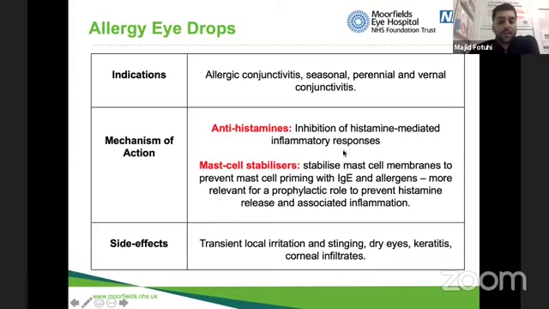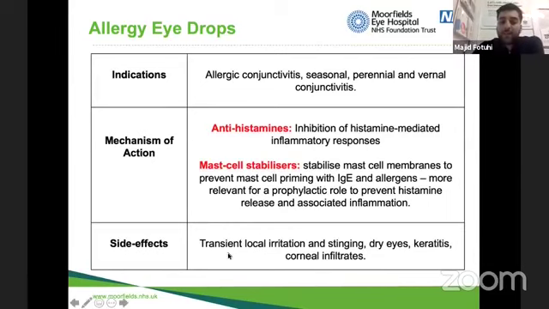Additionally, we do use mast cell stabilizers, and how these work is by stabilizing the mast cell membrane to prevent the granules from releasing the histamine, and this is done by preventing the priming with IgE and allergens, which is what causes the mast cell granules to release histamine. So these are more effective if they're used prophylactically to prevent histamine release and associated inflammation. And it's something that you have to use for a couple of weeks, minimum 3 to 4 weeks before you start having an effect. But yeah, they're mainly used for prophylaxis rather than treatment.